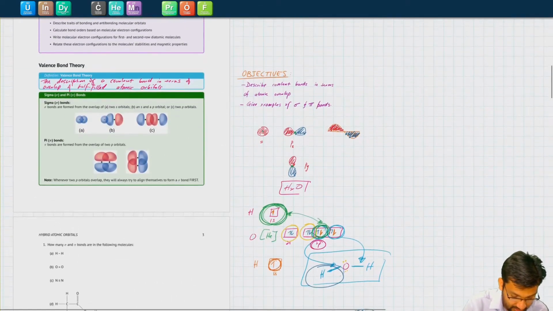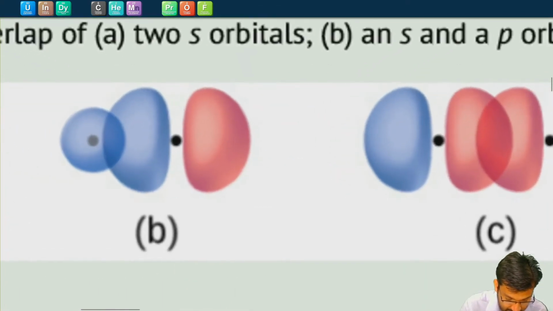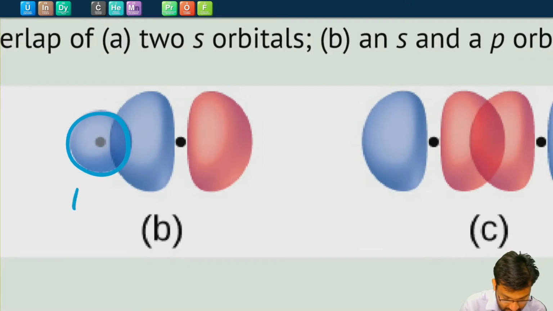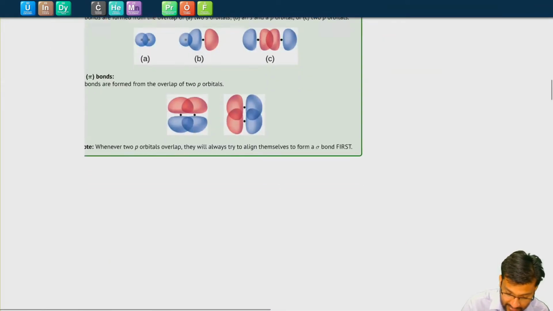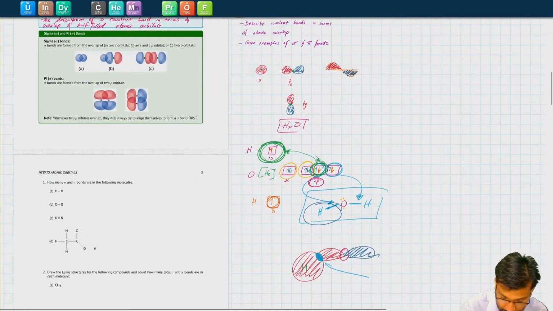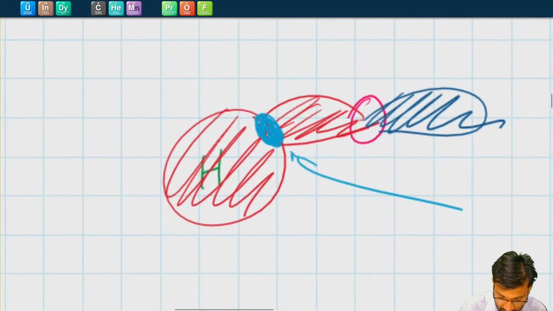Let me show you a clear picture. So we're looking at a situation like this, where we have an s orbital from the hydrogen, a p orbital from the oxygen overlapping, and the region where they overlap sort of looks like a sphere as well, doesn't it? Maybe if you squint your eyes. So because the overlap region kind of looks like a sphere, it kind of looks like an s orbital.